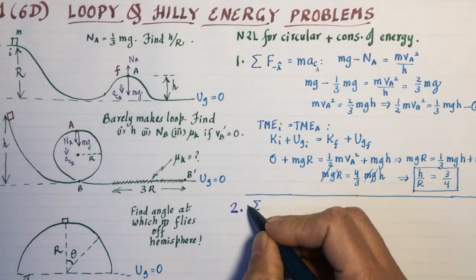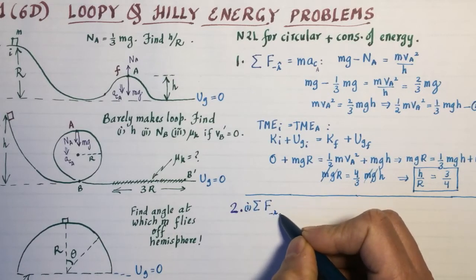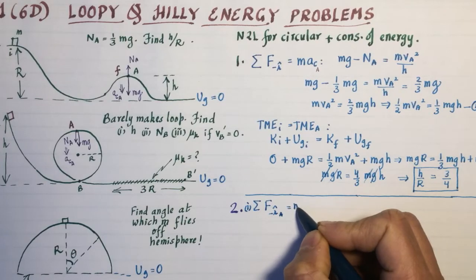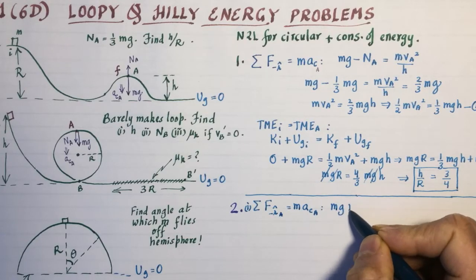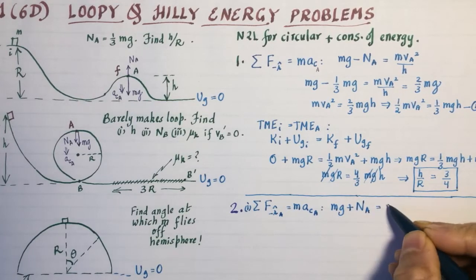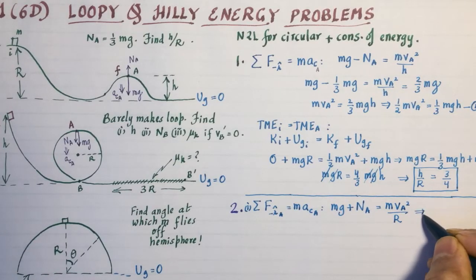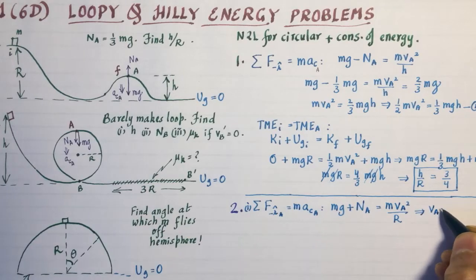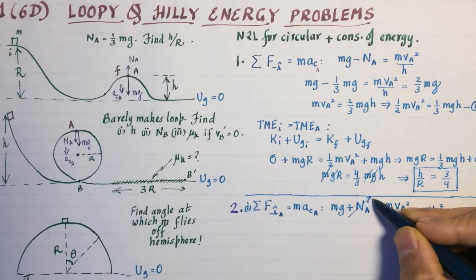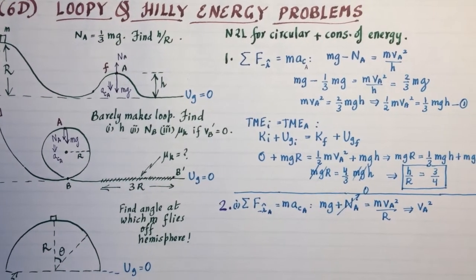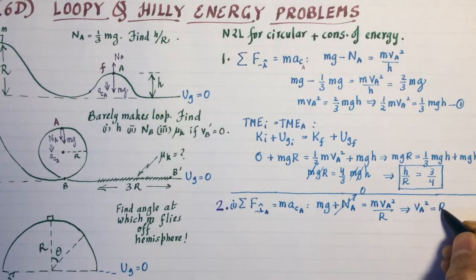Sum of all the forces, this is part 1 of that problem, in the negative r hat direction at point A equals m a sub c at point A. So I get mg plus the normal force at A equals m v_A squared upon r. That tells me that v_A squared, what's that going to be? When it barely makes a loop, the normal force is going to be 0, because that's a condition of barely making the loop. So that gives me, with mass cancelling on both sides, v_A squared equals rg.